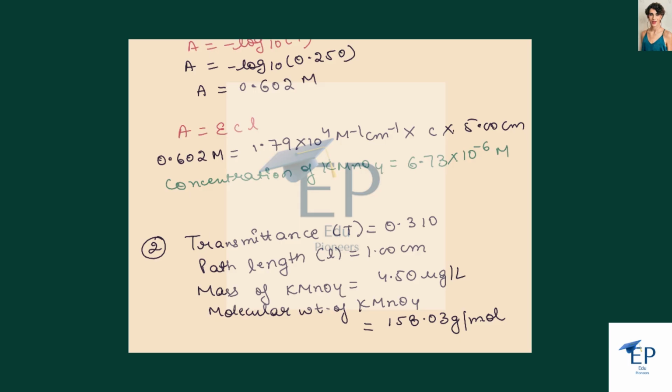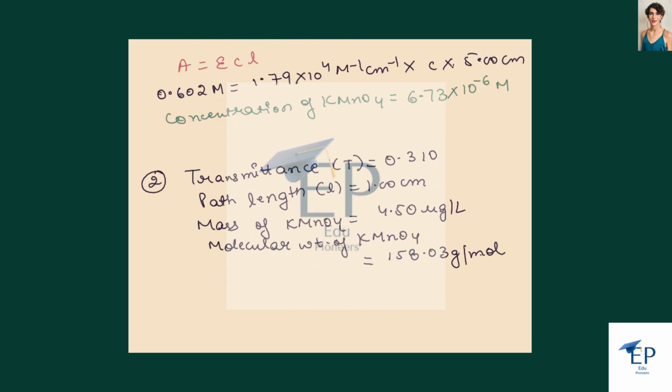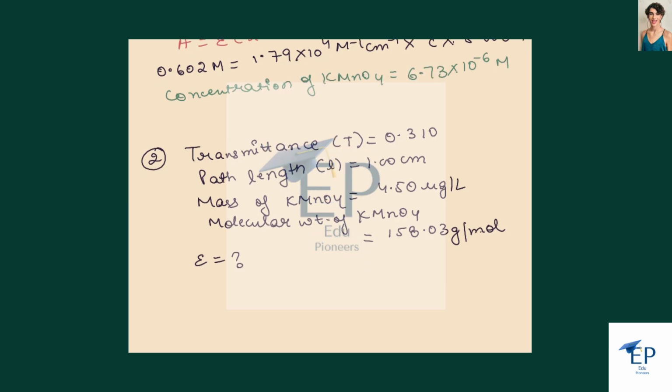Now in the second part of this question, this data is provided, and this question is also based upon the Beer-Lambert's law. Here we have to find the molar extinction coefficient. Firstly, the transmittance is given. From the transmittance we have to find the absorbance. Absorbance is equal to minus log of transmittance, which is minus log of 0.310. So the absorbance value comes to be 0.5086.